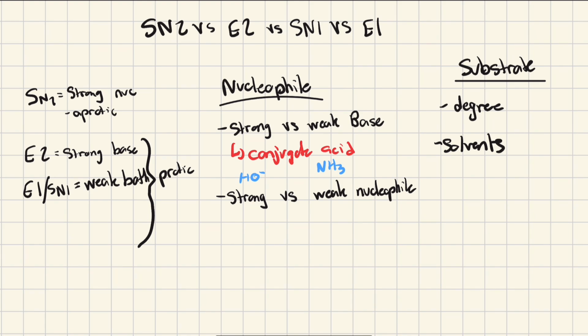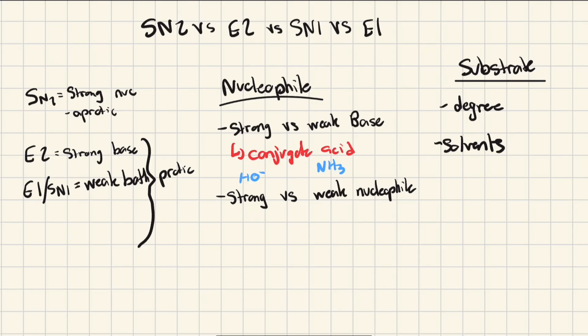You want to look first to see if it's a strong or weak base. If it's a strong base, you're most likely going to go through E2. E2 mechanisms like strong bases because they just take one of the protons and that's it. They form the double bond.